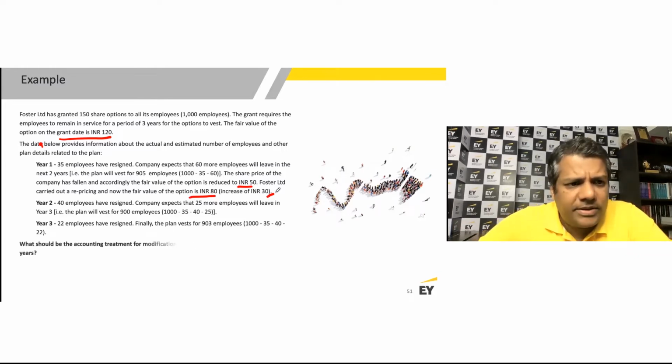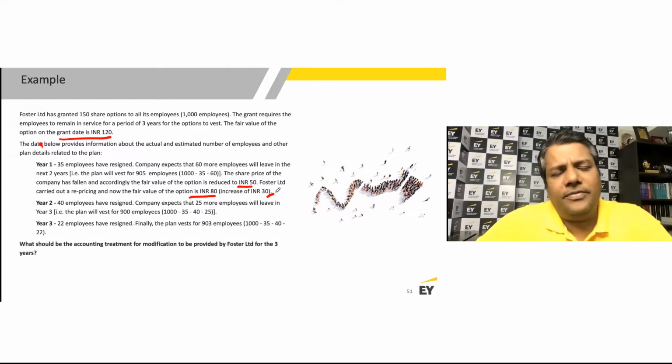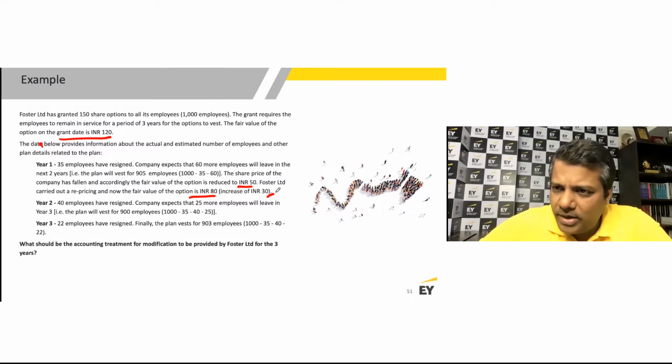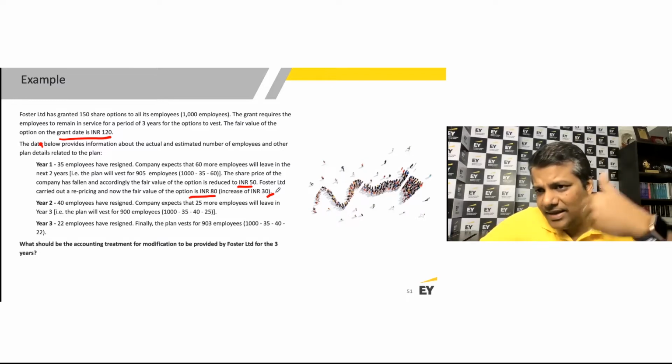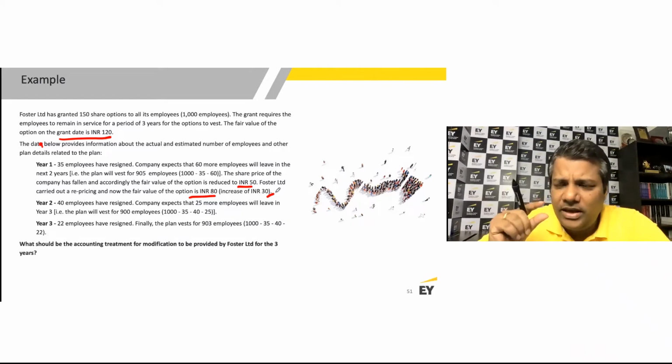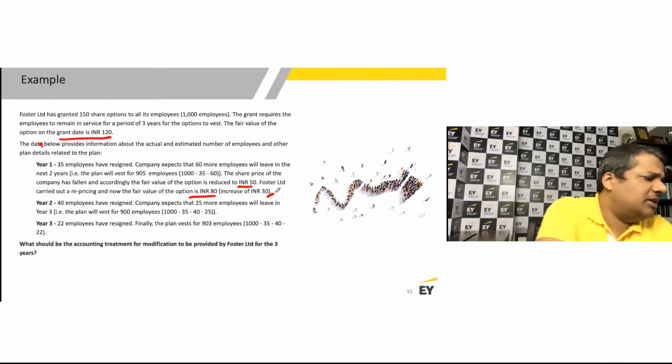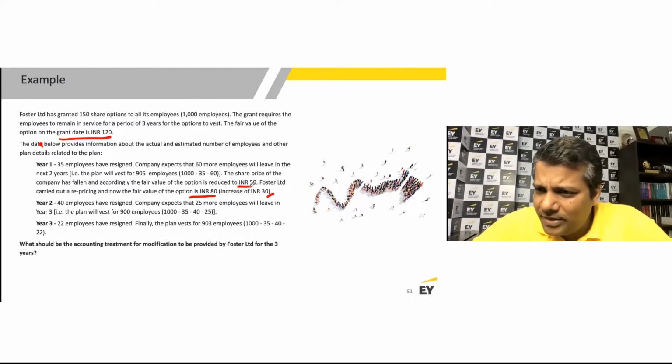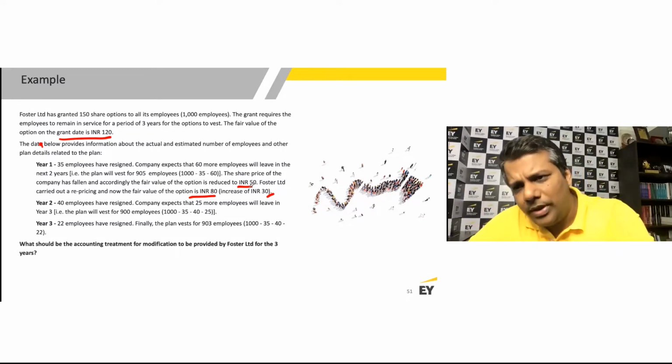Now, what should be the accounting treatment for the modification to be provided by Foster Limited for the 3 years? So I'm going to do accounting for year 1, 2, and 3, and it eventually vests to 903. When granted, the fair value of the option was 120. There was a significant reduction in the stock price, as a result of which I did the repricing. On the date of the repricing, the fair value of the original option was 50. After the repricing, the fair value went up to 80.